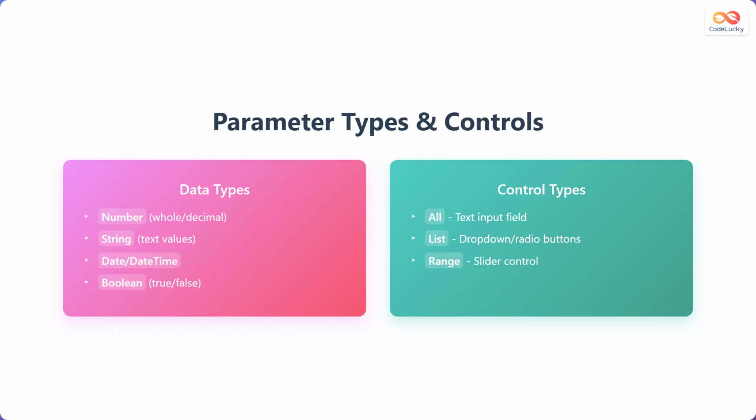Each parameter type offers 3 control options. The all control creates a text input field where users can type any valid value. The list control provides drop-down menus or radio buttons with predefined options. The range control creates slider interfaces, perfect for numeric parameters where users need to select values within specific bounds. Choosing the right combination of data type and control type enhances user experience and prevents input errors.